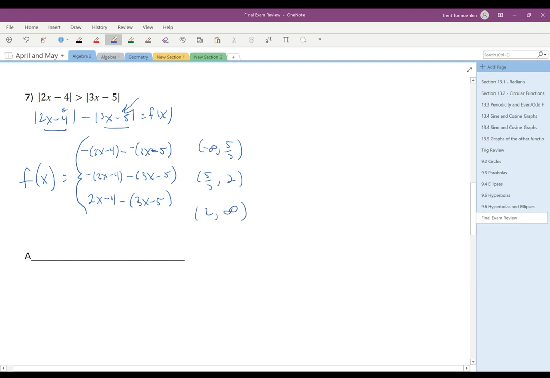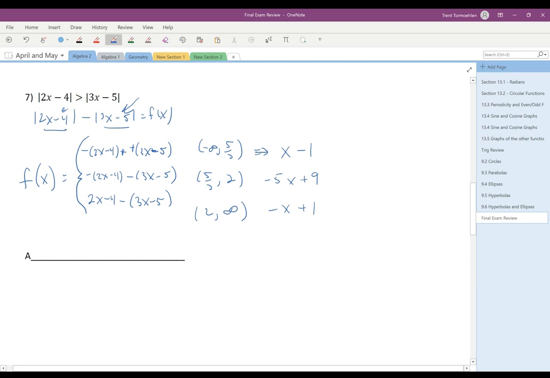And so when you do that, this becomes positive, and so you get negative 2x plus 3x gives me x. Positive 4 minus 5 gives you negative 1. For the second one, you get negative 2x minus 3x is negative 5x. Positive 4 plus 5 is positive 9. And then for the last one, you get negative x plus 1.